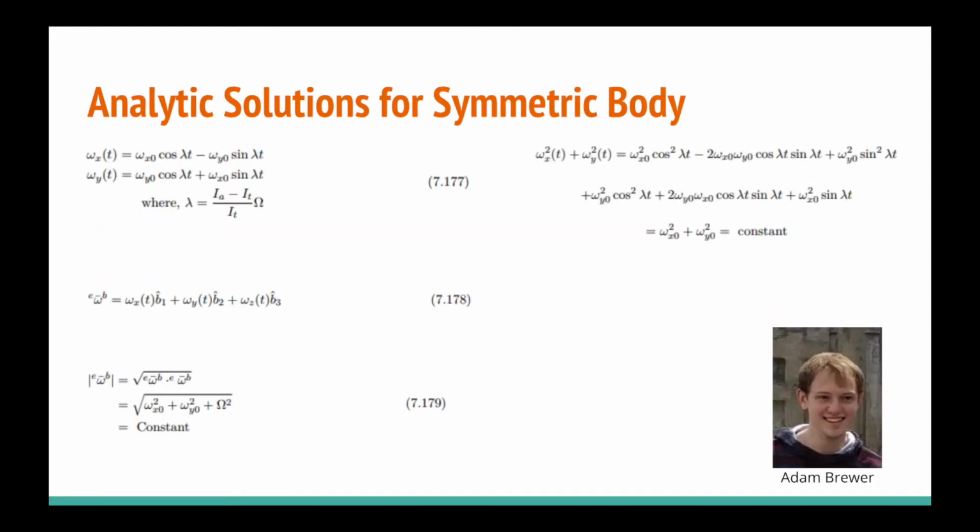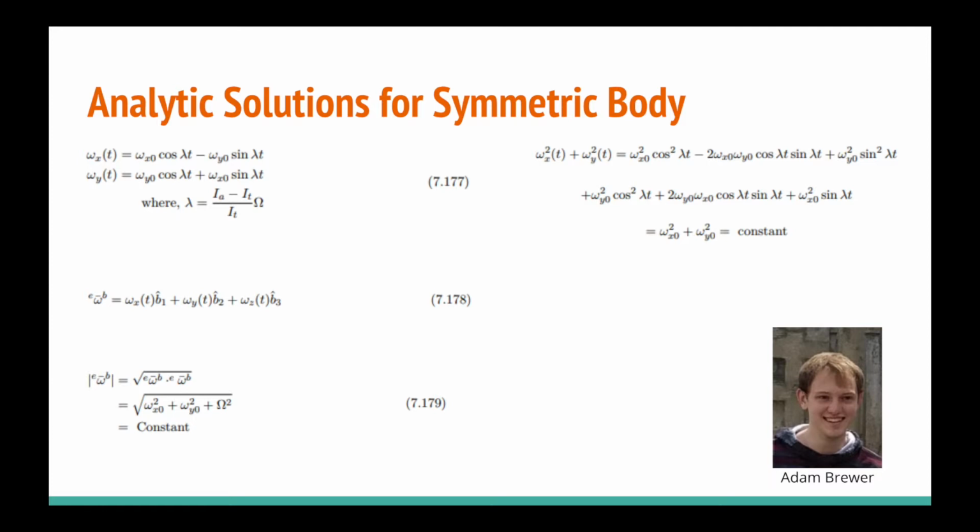Previously, we found that the analytic solutions to the Euler equation for a symmetric body are omega x of t equals omega x naught cosine lambda t minus omega y naught sine lambda t, and omega y of t equals omega y naught cosine lambda t plus omega x naught sine lambda t. Squaring both of these equations shows that omega x squared plus omega y squared is equal to omega x naught squared plus omega y naught squared, which is a constant.